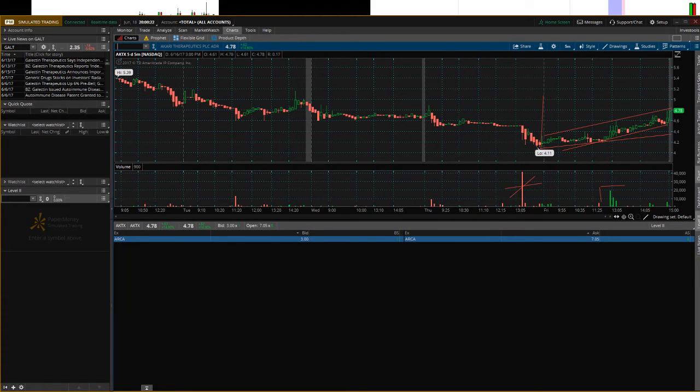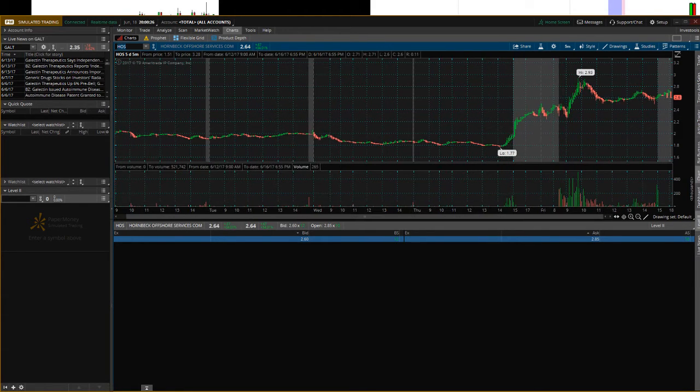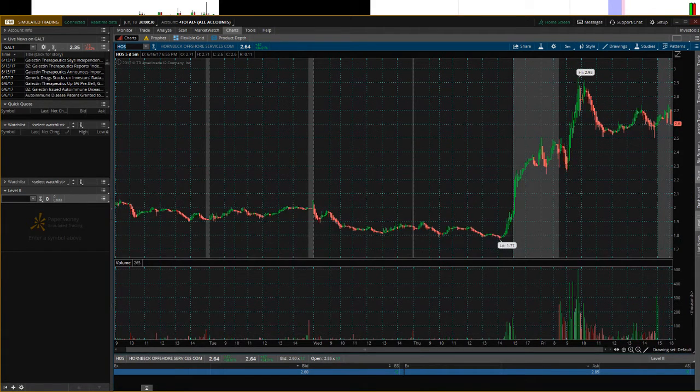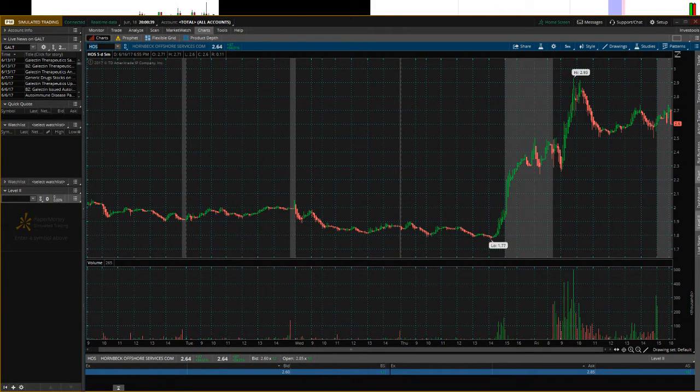All right, let me see if I can widen this, because the level 2 is not up right now. There we go, that should help out everyone. All right, so let's see what we've got for HOS.